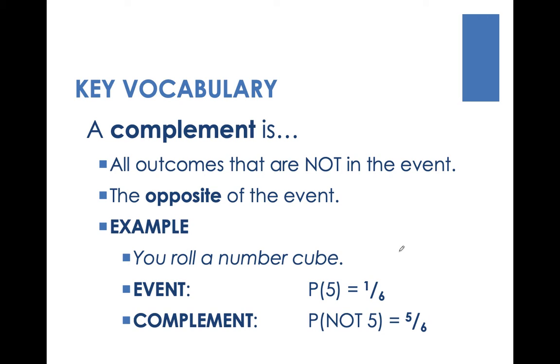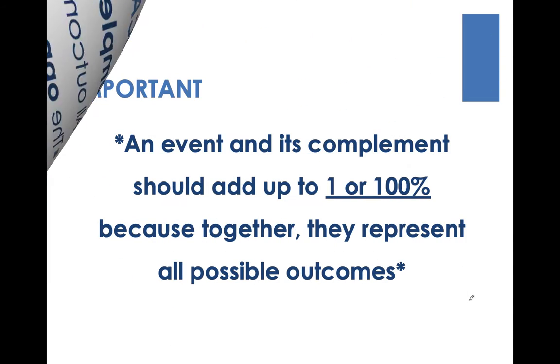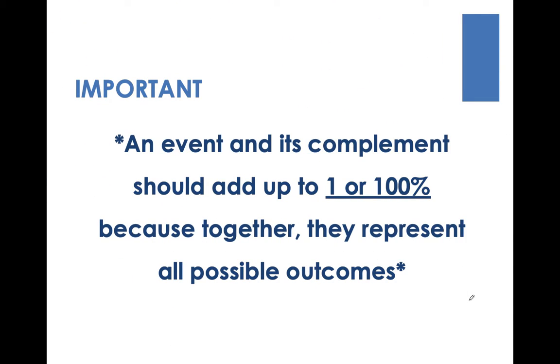If you look at the original event and its complement together, you should notice that 1 out of 6 and 5 out of 6 combine to represent all 6 out of 6 possibilities. So it is important to note that an event and its complement should add up to one whole or 100% because together they should represent all possible outcomes.